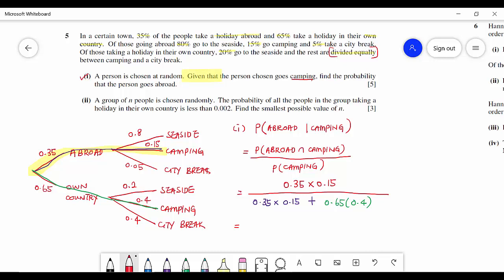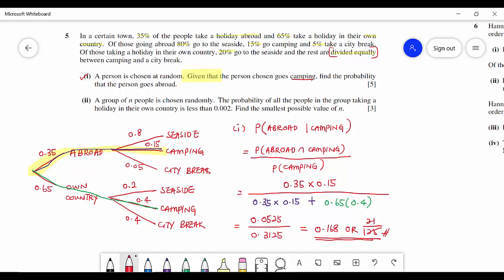So if you complete everything, you should get 0.0525 divided by 0.3125, and you should end up with the answer, which is 0.168, or 21 over 125. So this is what you have for question number 5, part 1.